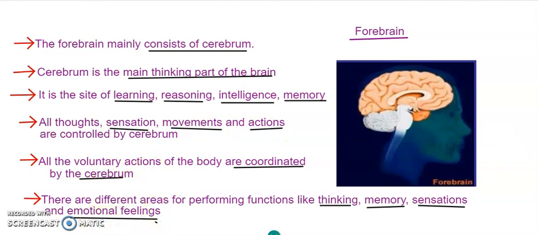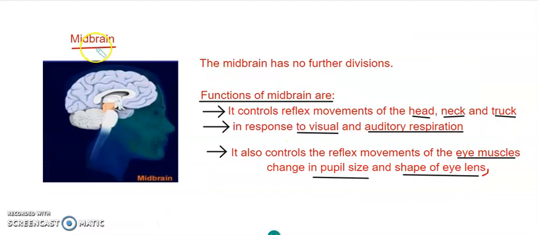Okay, next, so midbrain. Midbrain is not divided further into any divisions. Its main function is the movement of the head, neck, and trunk in reflex. The reactions that we give by moving our heads, or by reacting to a sudden situation or a deadly situation. When our head reacts, these reactions or movements are taken care of by the midbrain.